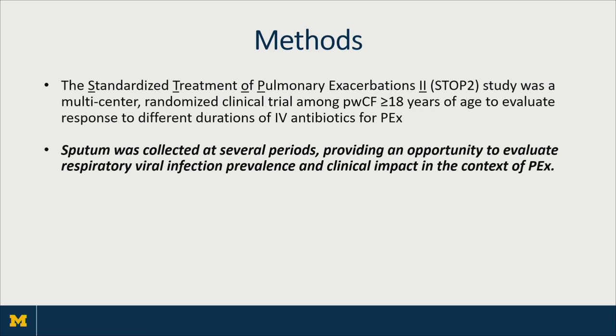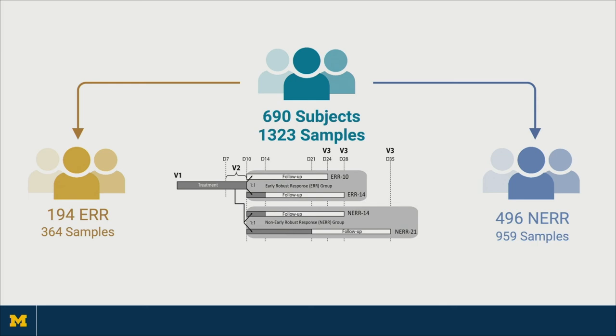So to go over the STOP study in a little bit of detail for those that aren't familiar with it, the study was designed to be collected at several visits indicated in the diagram: V1, V2, V3. V1 was initiation of study enrollment at time of pulmonary exacerbation.